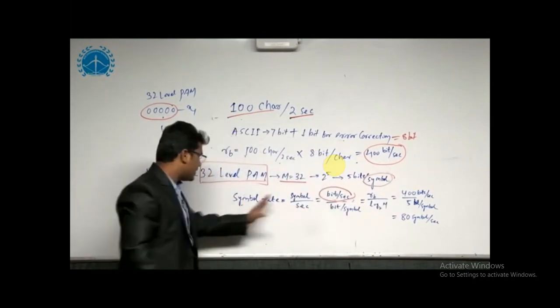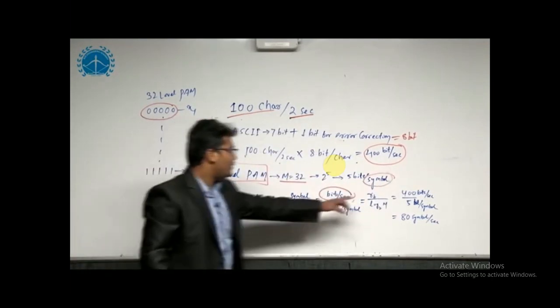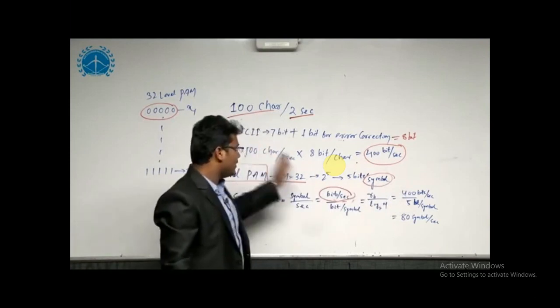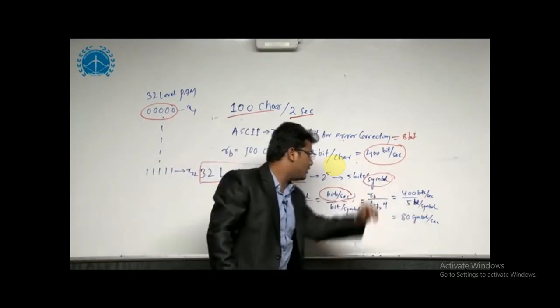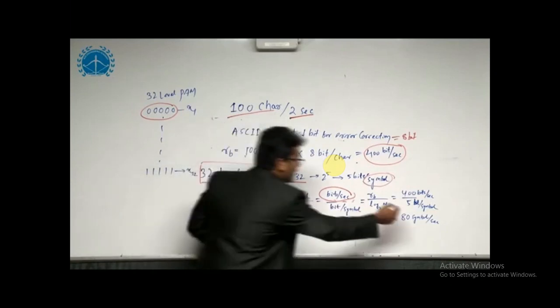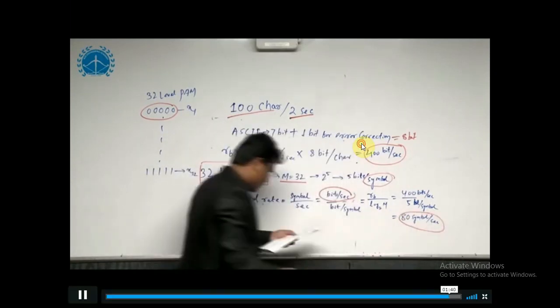So my symbol per second, or symbol rate, is what? Rb I already got, 400 bits per second, and I am using 32 level PAM, so 5 bits per symbol. So my symbol rate is 80 symbols per second. So the option is B.